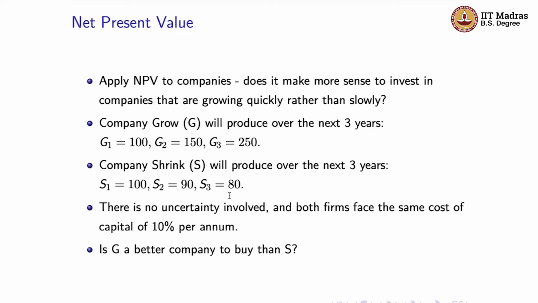Whereas Shrink is going to have a cash flow of 100 as well. However, in year 2, it's going to have a cash flow of 90, and in year 3, it's going to have a cash flow of 80. So you can see that the cash flow is actually slowing down, right? There is no uncertainty involved. So we know these cash flows are going to happen for sure. And both of these companies are going to stop their operations after period 3. Okay. Suppose that both firms face the same cost of capital of 10%, which means that the interest rate is basically 10% for them. And then the question is, is G a better company to buy compared to S, right?